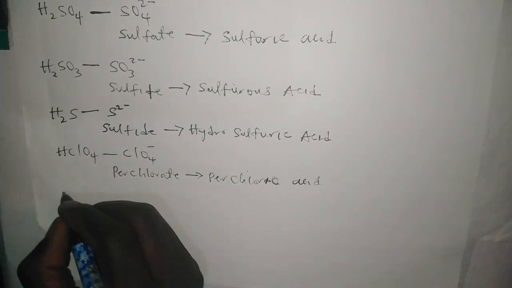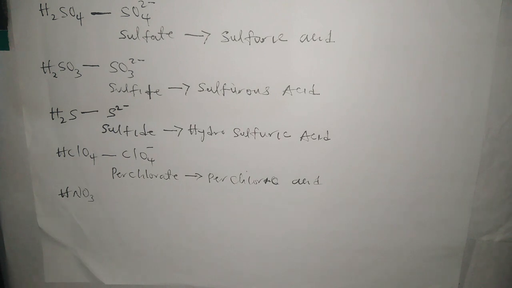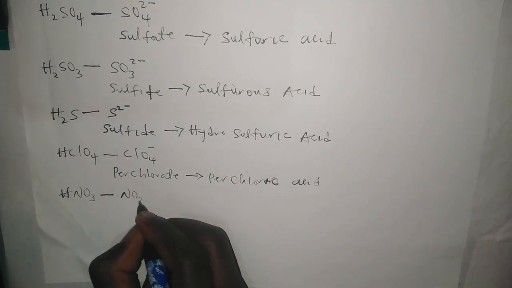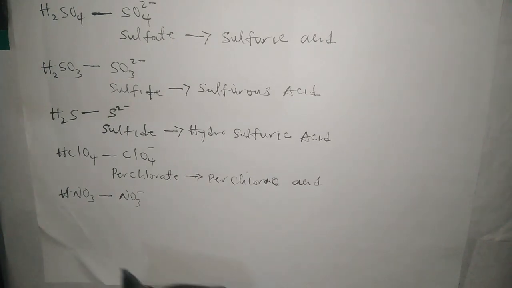So what if we have HNO3? For HNO3, we first identify the polyatomic ion. So here we have NO3-. And we know NO3- is known as nitrate.